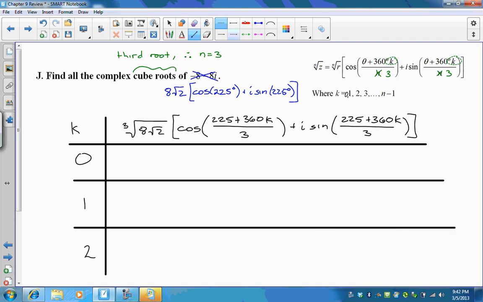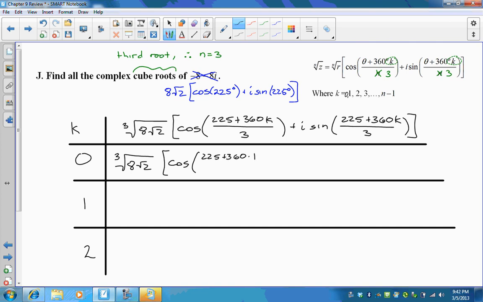And so for my very first one, I'm not going to try to clean up the cube root of 8 root 2. Then it would be the cosine of 225 plus 360 times 0, all divided by 3, plus i times the sine of 225 plus 360 times 0, all divided by 3. And then we simply plug in those ugly fractions to a calculator to get a nice clean answer.